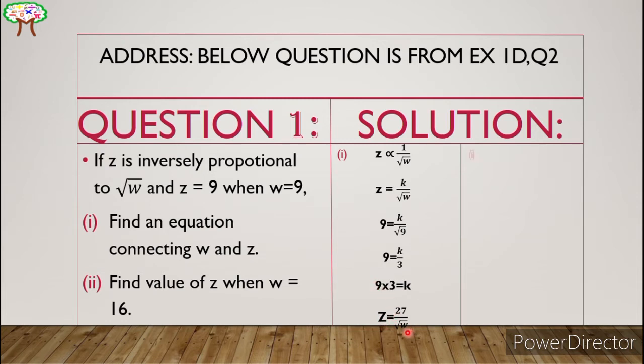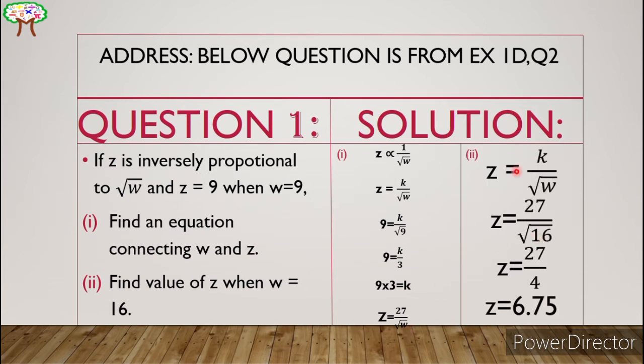Okay, now part 2 solution is z is equal to constant upon square root w, as you know. Now z is equal to 27 upon square root 16, because 27 is the constant and w is 16. Now z is equal to 27 upon 4, because square root of 16 is equal to 4. Now 27 divided by 4 and the answer came 6.75.